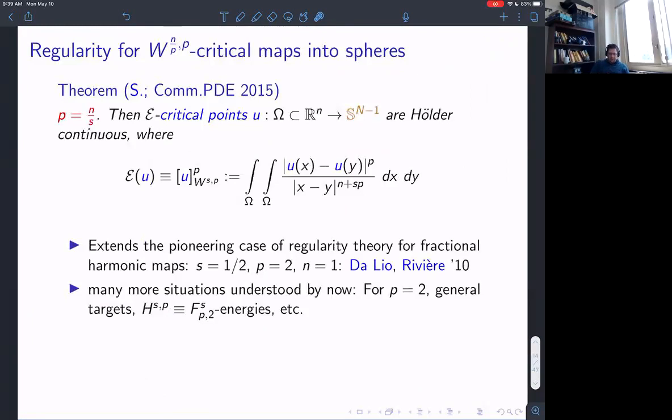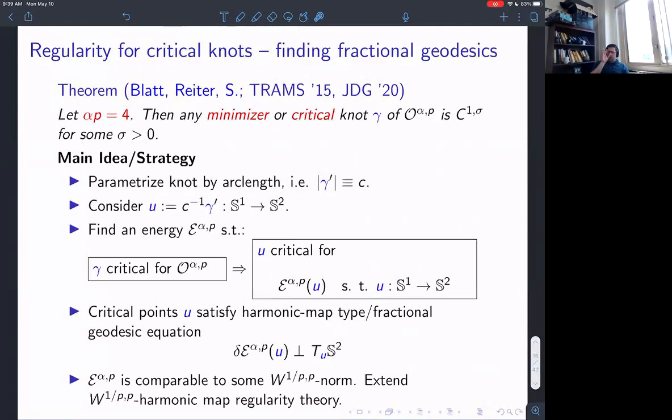All right, and of course, this theory here was initiated by Francesca Da Lio and Tristan Rivière some time ago now, and this is an extension of that. And then more and more techniques became available, and a bunch of situations for these kinds of norms are well understood by now. Right. So okay, good. So again, the general strategy that worked in this one case is the following. We have some sort of knot energy, whatever it is. We want to show for now regularity theory for minimizers, critical points, whatever we have.